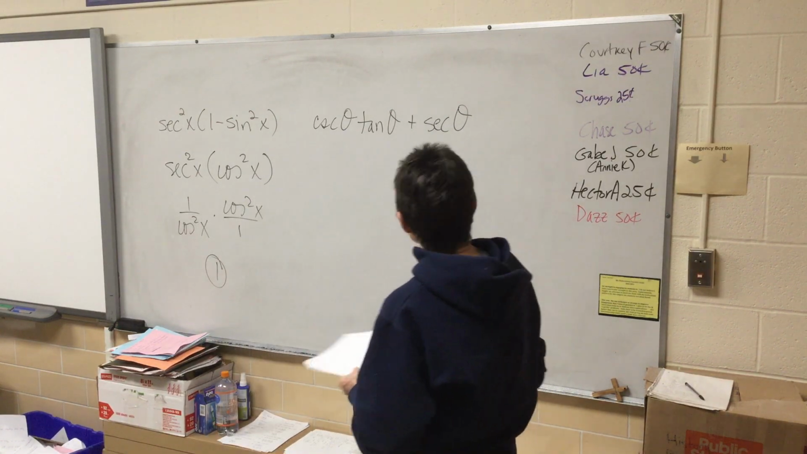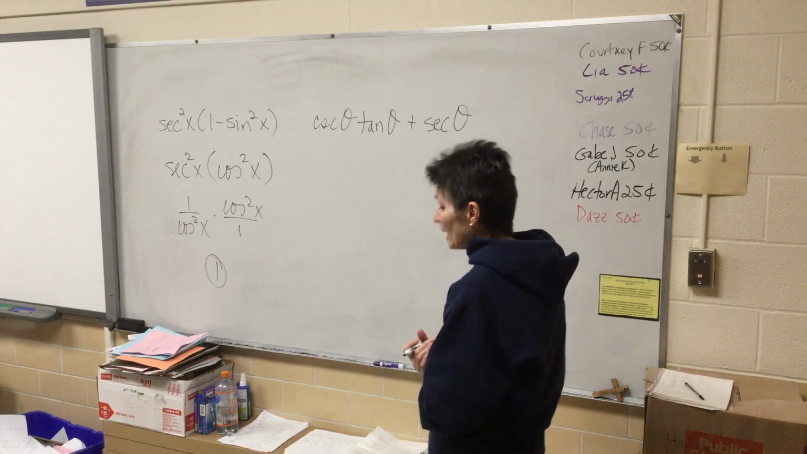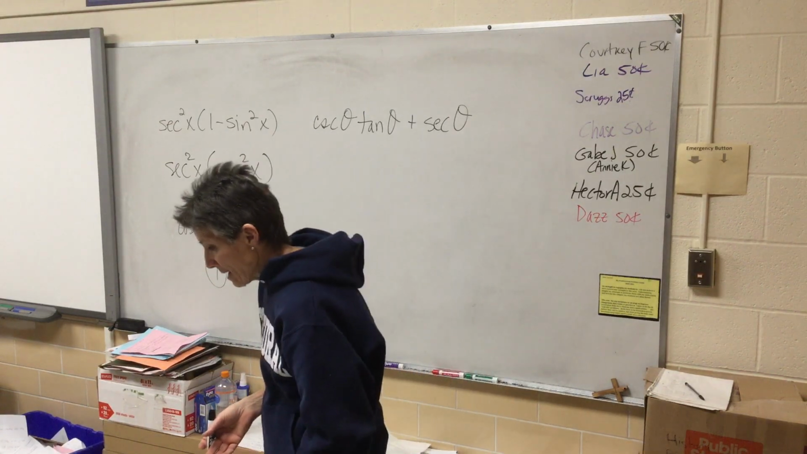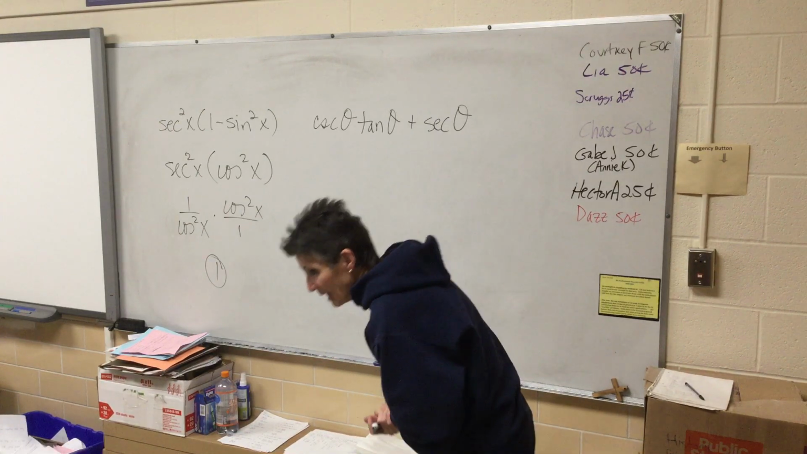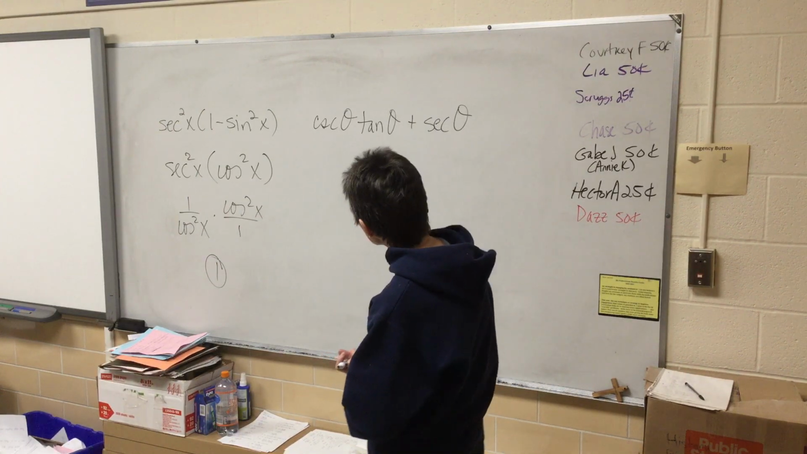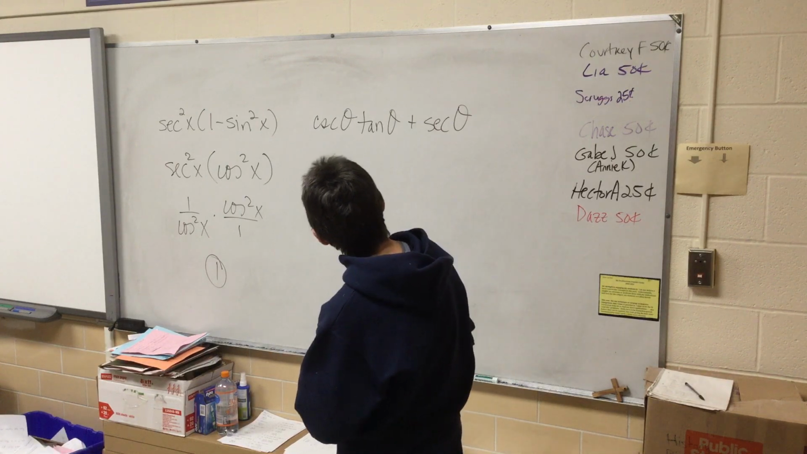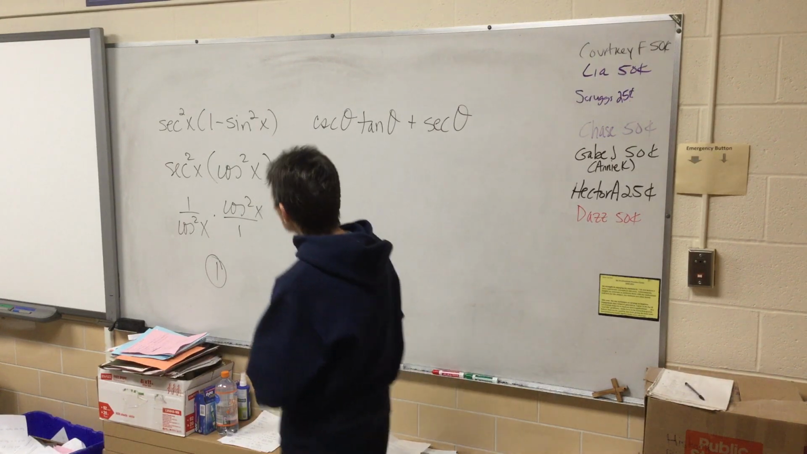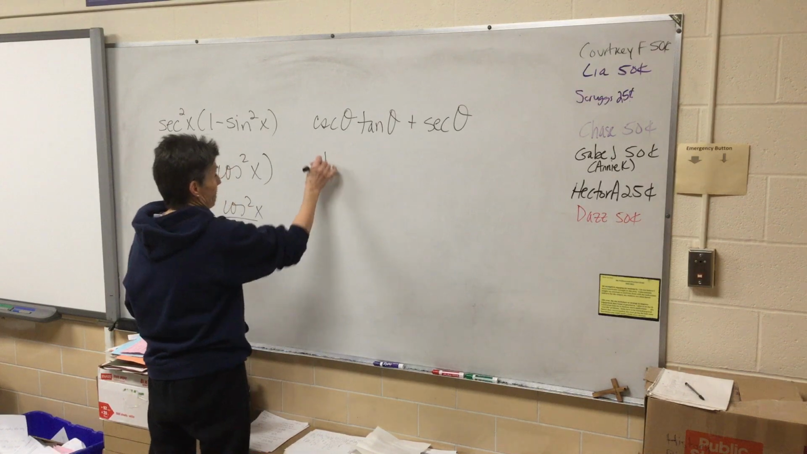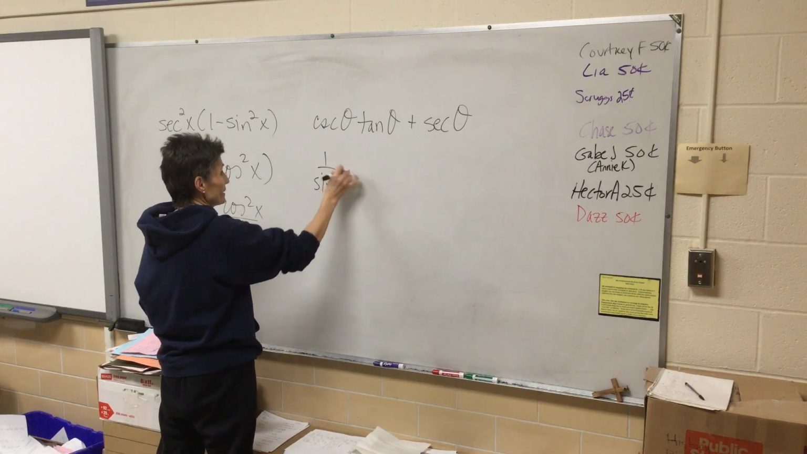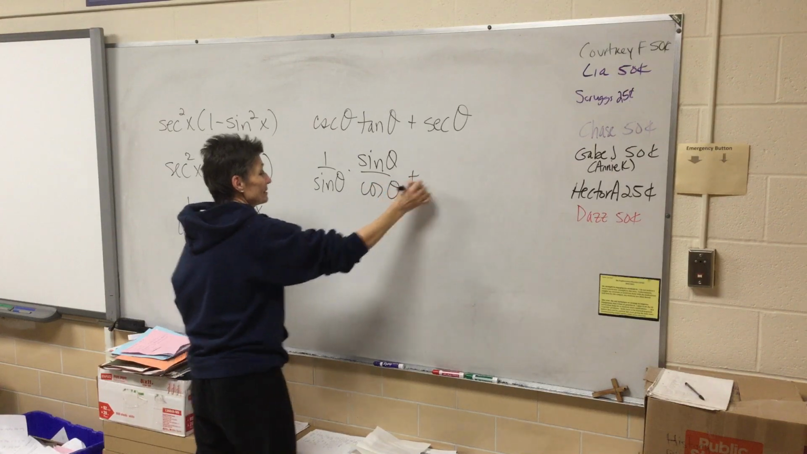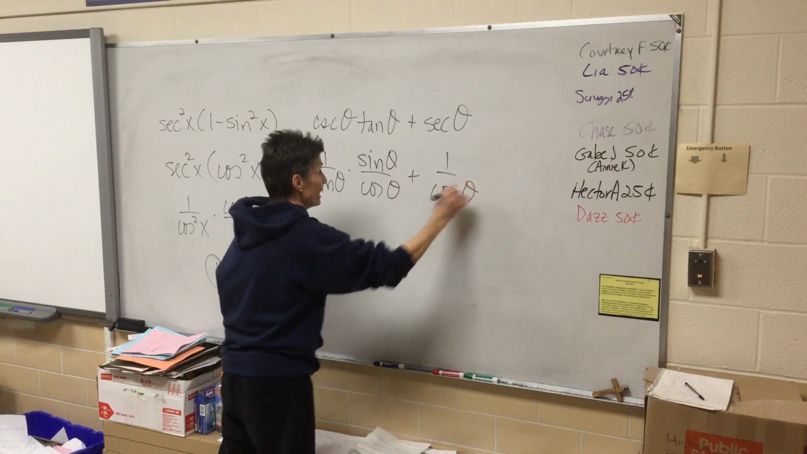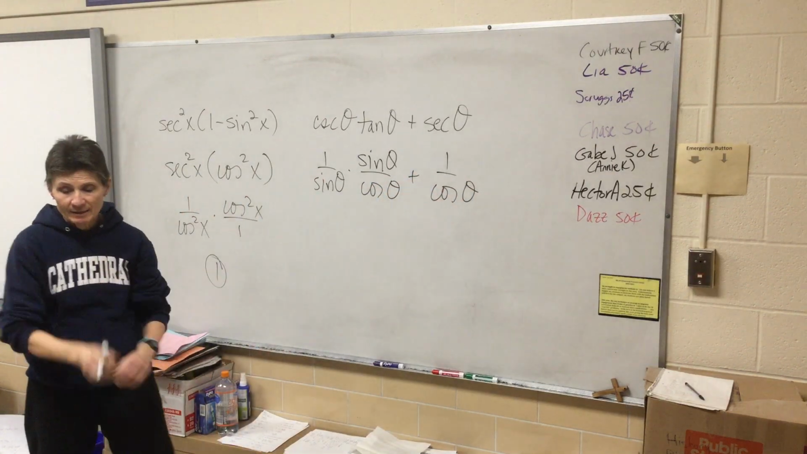Okay. So now, who's got an idea? Think about some of the things we did last time. Can't you change cosecant to 1 over sine x, and tangent to sine over cosine, and then secant 1 over cosine? Very nicely done.